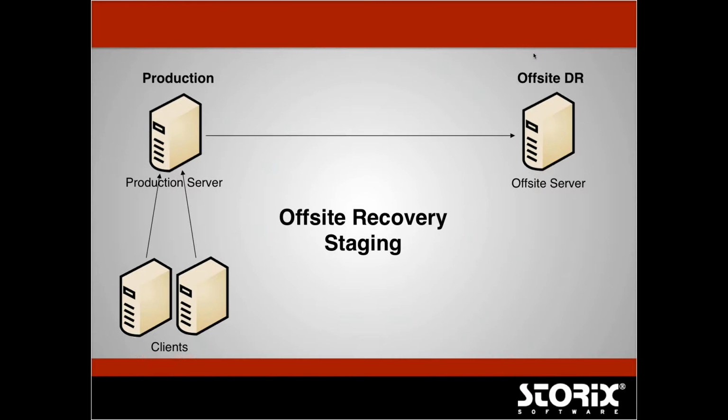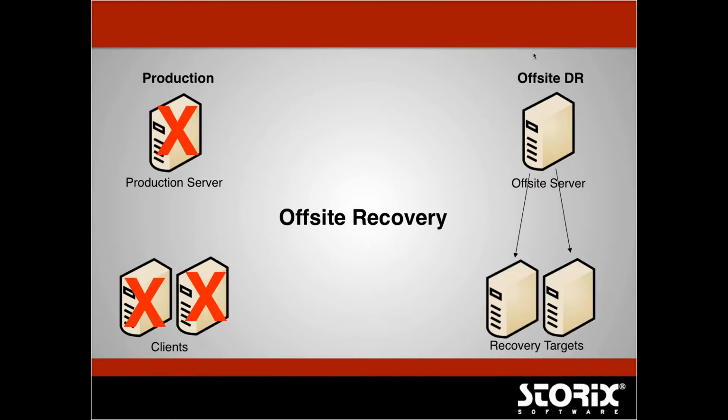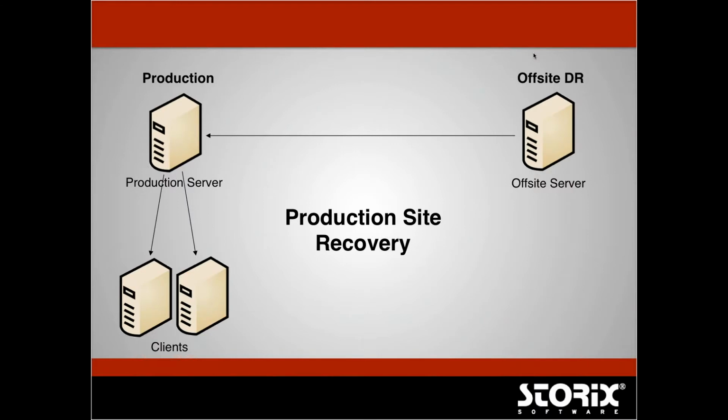Those backups can automatically get copied off. That's part of the scheduled job. They can be automatically copied off to the off-site location. And then in the event of a failure, you can immediately start recovering your systems at the off-site location because your backups are already sitting there and ready to go. And then if you have to do a production site recovery, you just reverse the process. You get the backups from the off-site location, you move them back over to production, and then you recover your production systems.